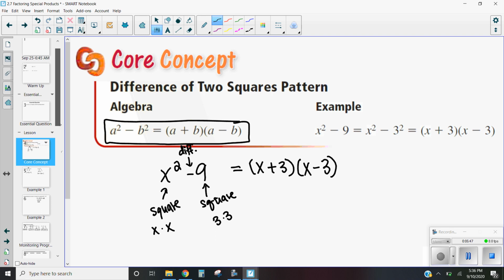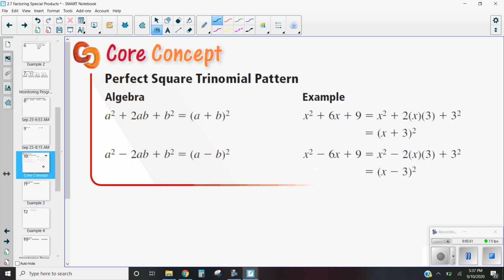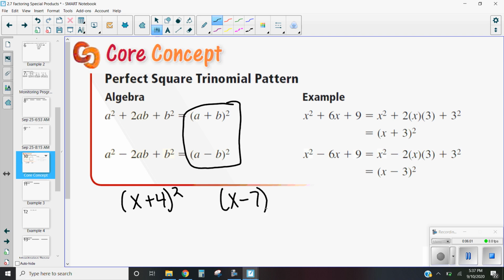Now, there are two other patterns that we are going to talk about, and these are called the perfect square trinomials. These are the ones that factor into something like (x plus 4) squared or (x minus 7) squared. And these follow this pattern right here, where it's going to be our first term squared plus 2 times the two terms plus b squared. When you observe something like this, we can use this pattern and simplify it.